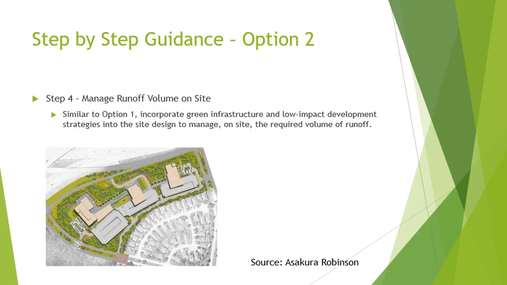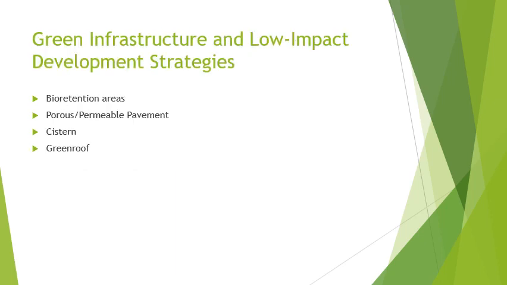Step 4 of option 2 is similar to option 1, where you need to incorporate green infrastructure and low-impact development strategies into the site design to manage the on-site required volume of runoff. Some of the strategies to implement in site design are bioretention areas, porous or permeable pavement, cisterns, or green roofs.